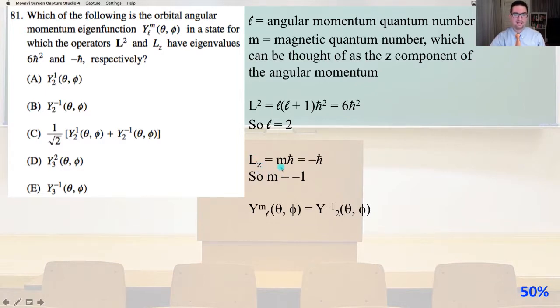Big Lz equals mħ, as again the problem states, equals minus ħ. And so m is going to equal minus 1. So Y_l^m of theta and phi is going to equal Y_2^-1 of theta and phi. And that is going to be answer B.